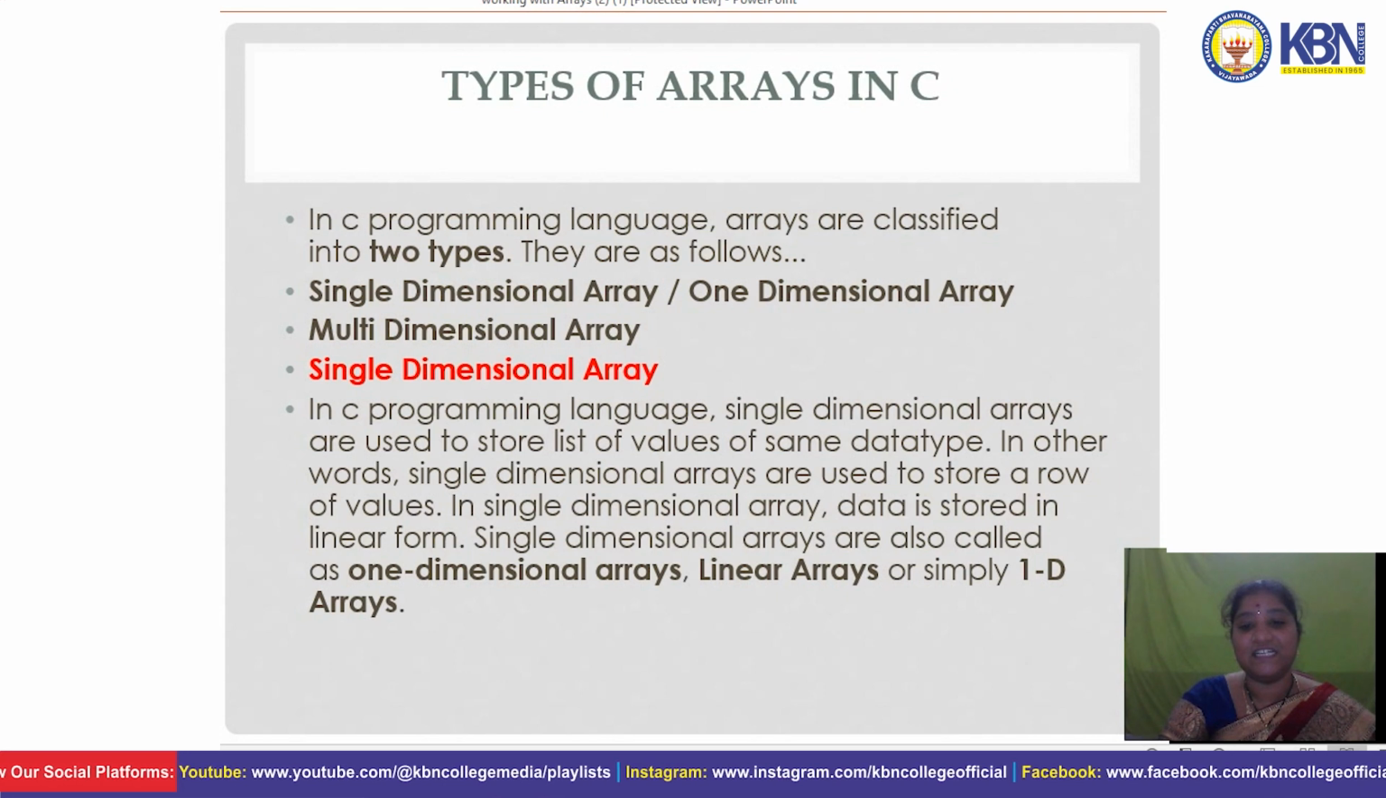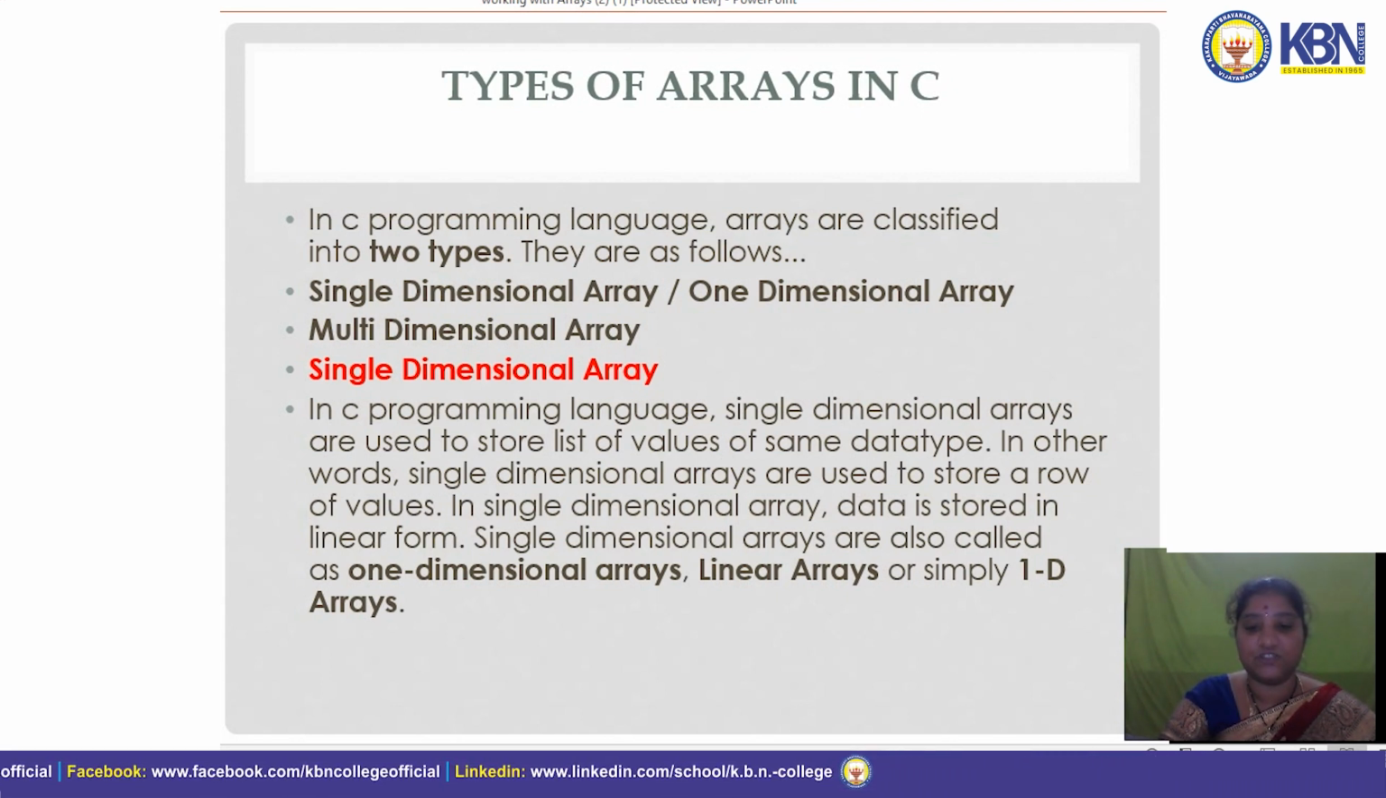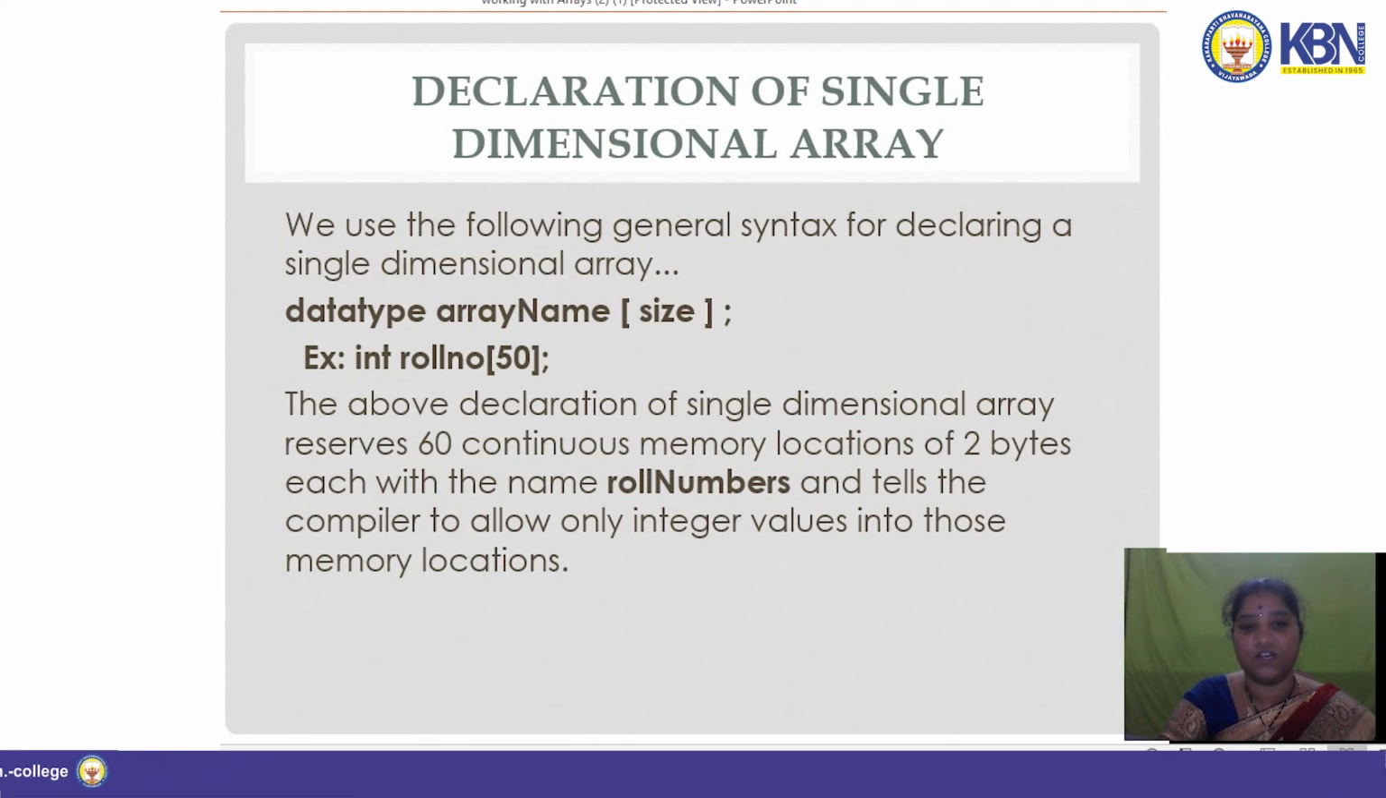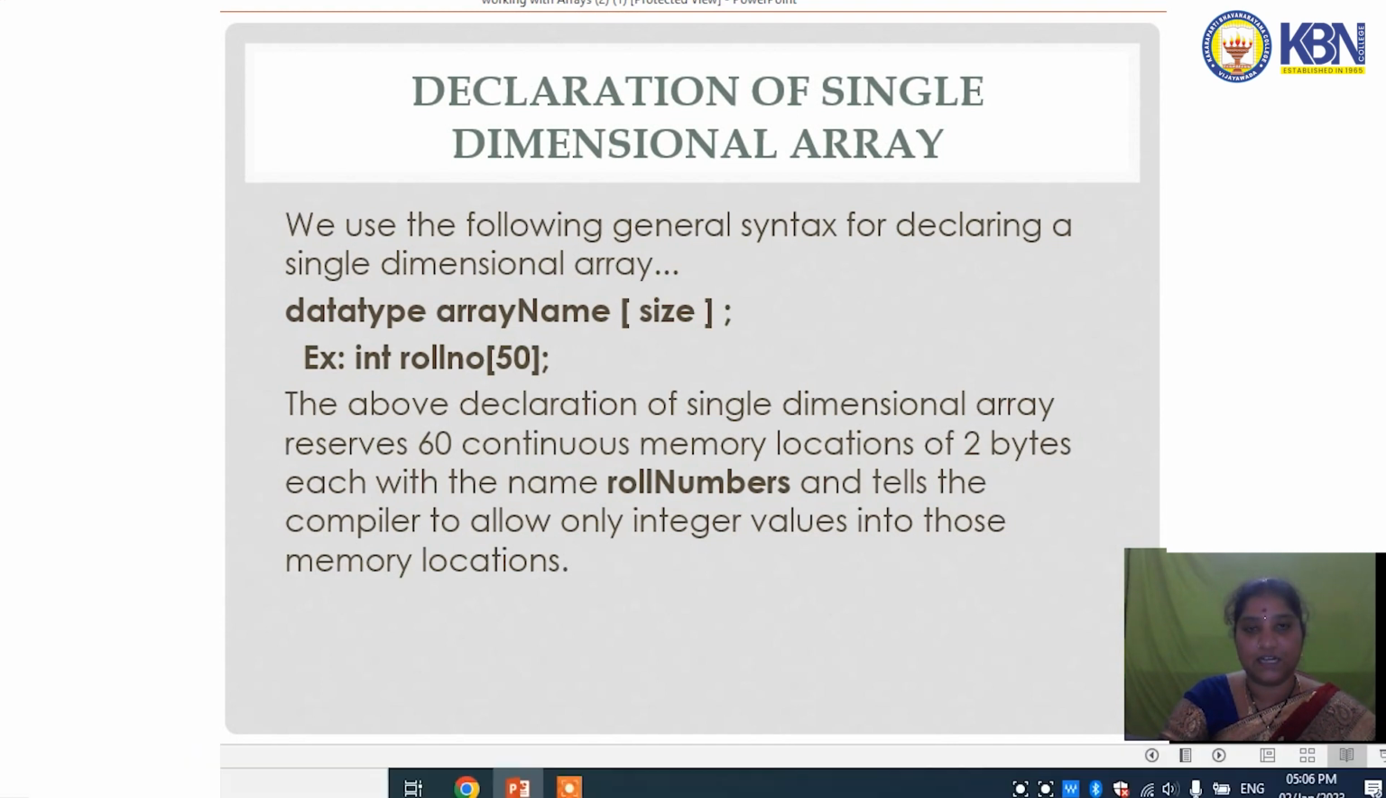It stores a list of values of the same data type, and the single dimensional array is used to store a row of values only. In a single dimensional array, the data is stored in linear form. It is very important, it is stored in a linear form. The single dimensional array is also called a one dimensional array or linear array. The general syntax of a single dimensional array is data type, array name and its size. The data type can be integer values, and the array name is the student roll number, as we already told about it, roll number.